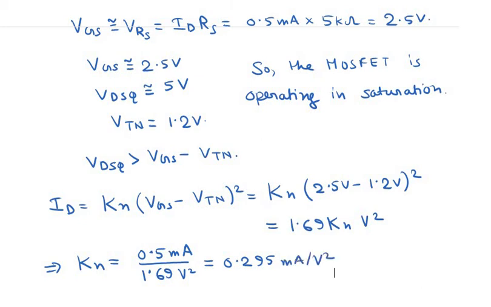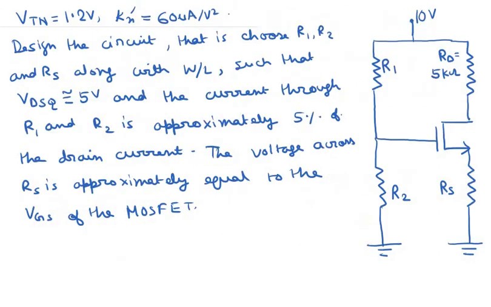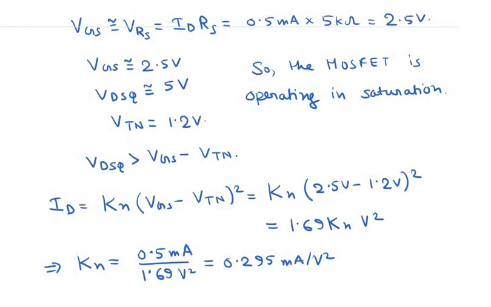Okay, so this is the value of capital Kn. Now in this question, the value of small kn is already given. Small kn is 60 microampere per volt square, which is basically 0.06 milliampere per volt square. We have found the value of capital Kn, which is equal to 0.295 milliampere per volt square.